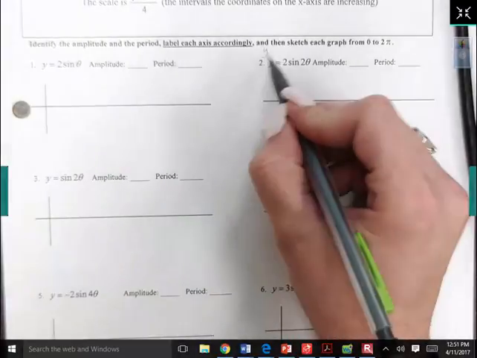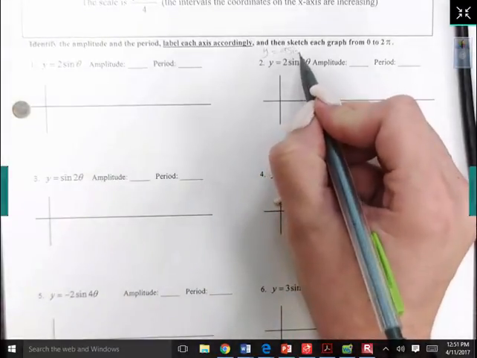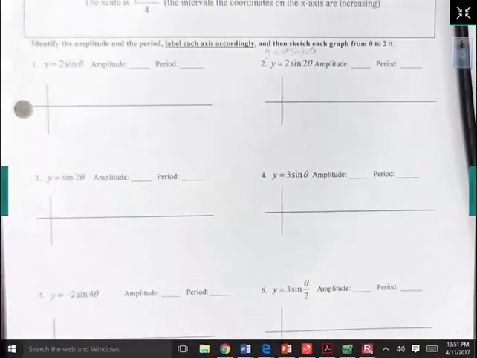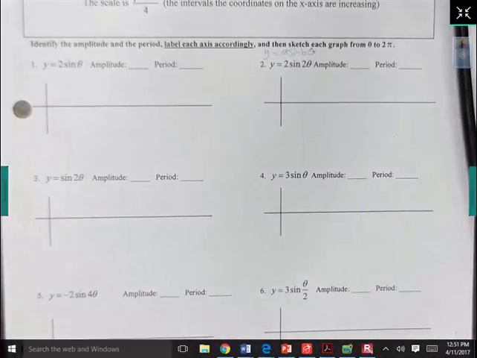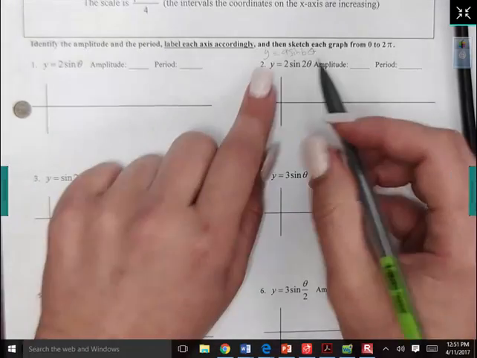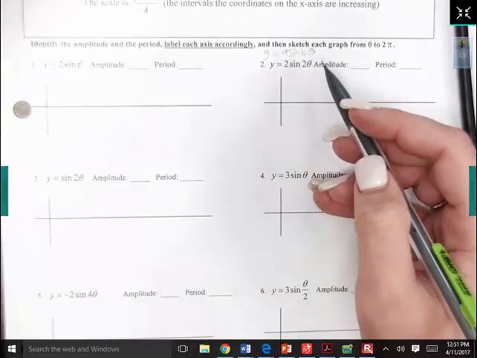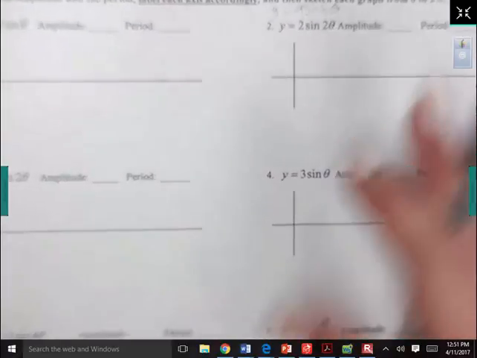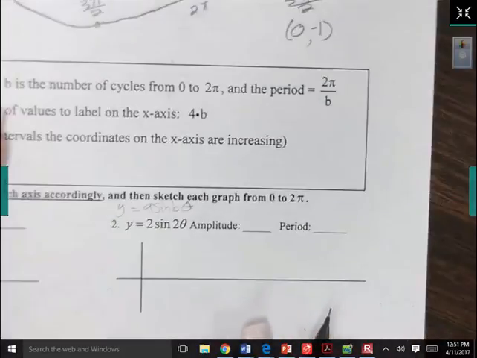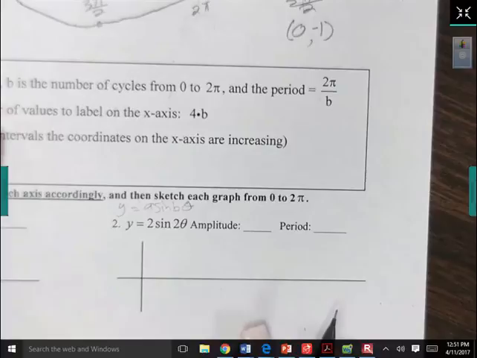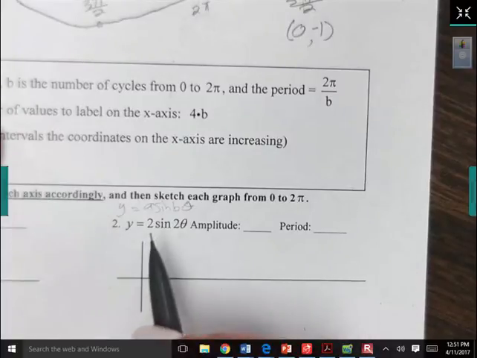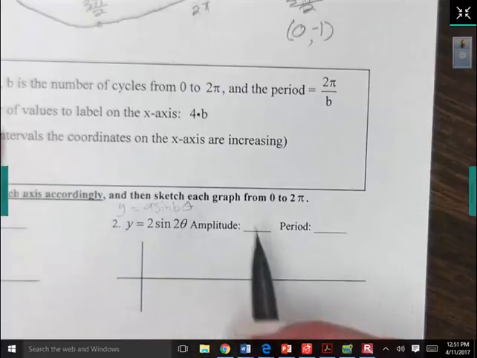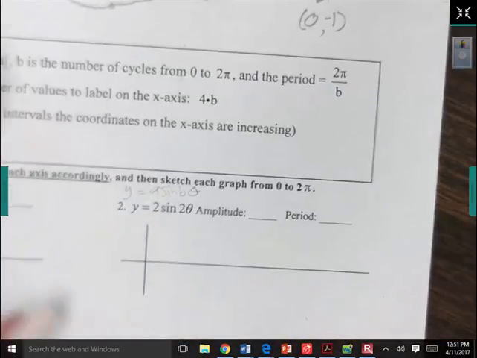Remember, y is equal to a times the sine of b theta. So what is a, or our amplitude? It's in this form, y, so that's 2. Do you know why it's 2? And then b is 2, right? That b is not our period, though. I just want us to identify a and b.